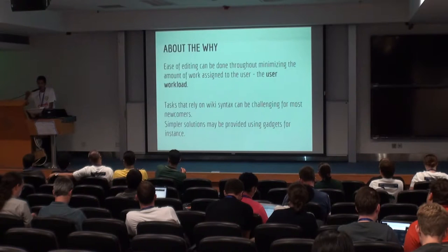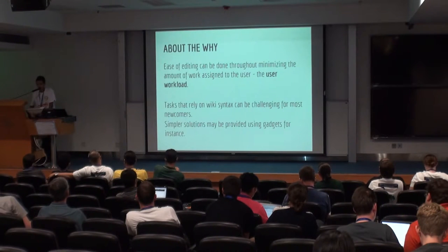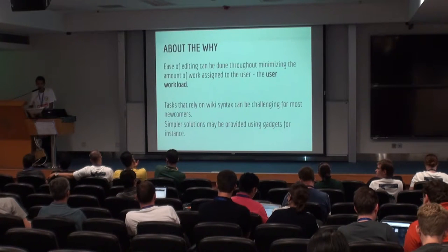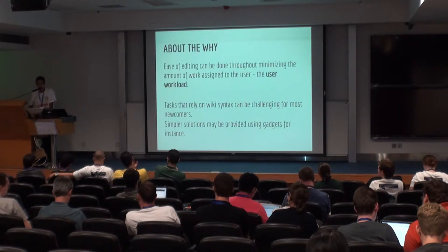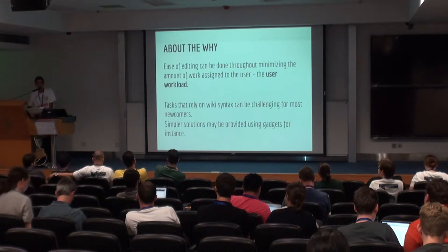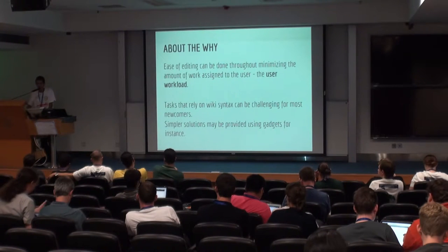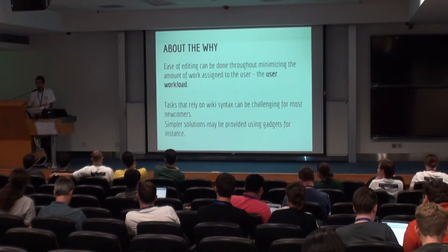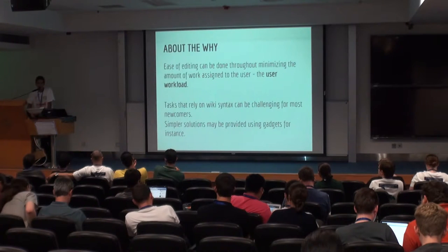Tasks that rely on wiki syntax, the language that's used in Wikipedia, can be challenging for most newcomers. It's not always easy to edit articles because it's different from how we write in a normal way, like what you do with Facebook or Gmail or any other service. It's always easy because you don't have a lot of symbols or technical stuff. It's just intuitive. But in Wikipedia, somehow it's different. Simple solutions may be provided using gadgets, for instance. I'm going to talk about this later.